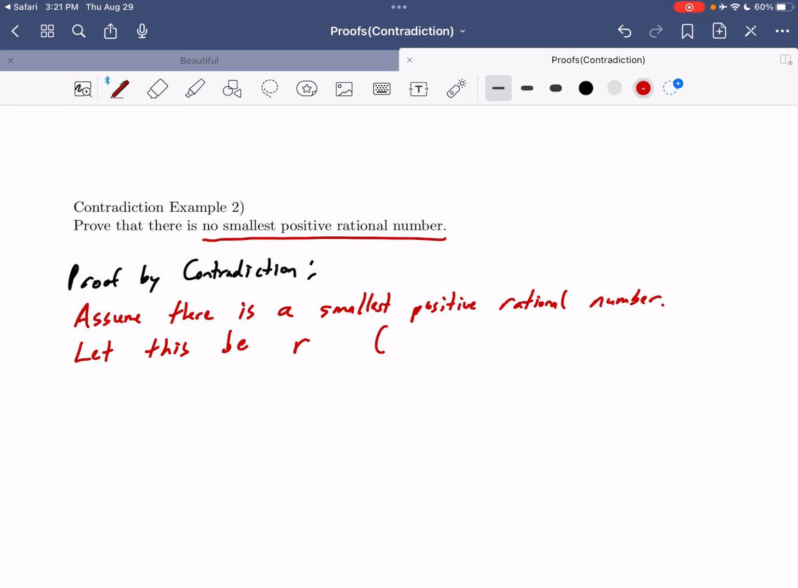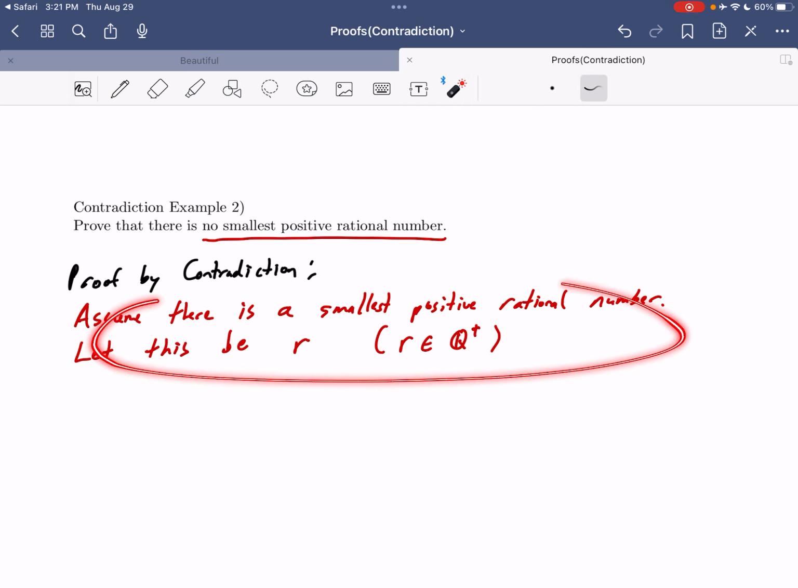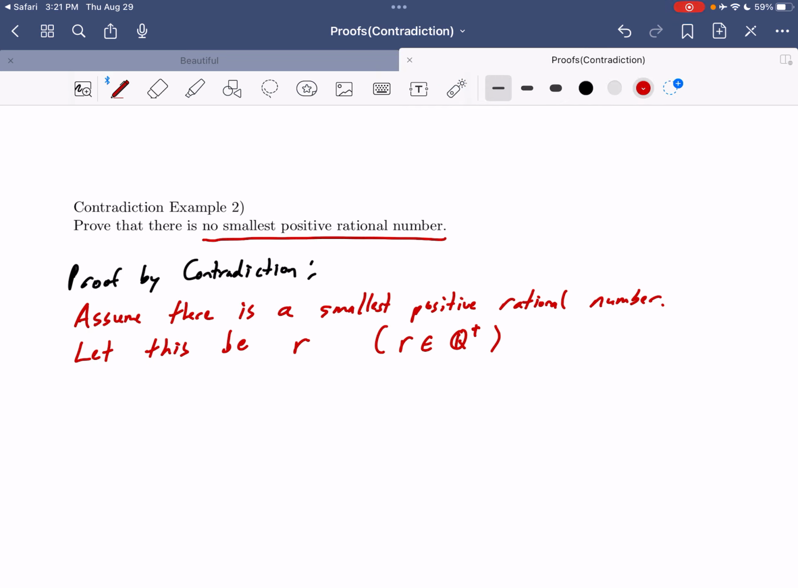So we can just make a note. r is, if you want to use some fancier notation, an element of the rationals with a little plus sign, just saying the positive rational numbers. So let this be r. We're going to assume that there is a smallest positive rational number. Okay, but then let's consider r divided by 2.